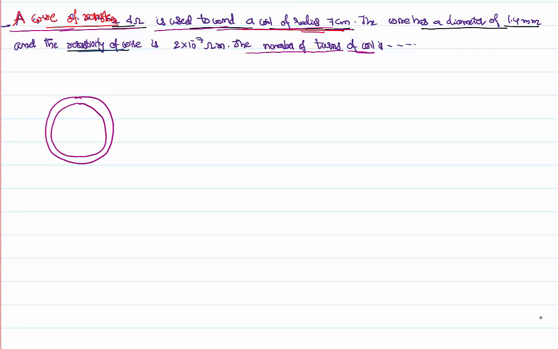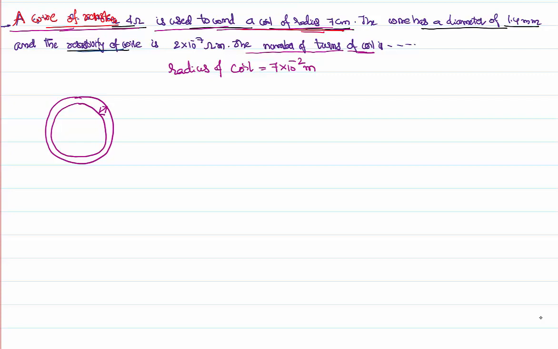This coil is having a radius, that's the diameter, of course. So the radius of the coil is given to us in the problem, that is 7 centimeters. I will convert them into SI system. 7 into 10 power minus 2 meter.